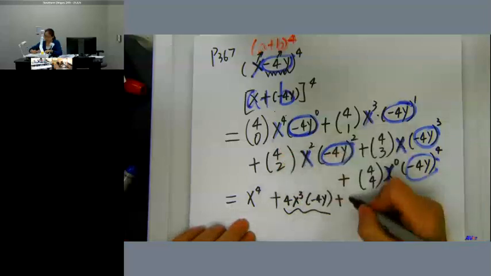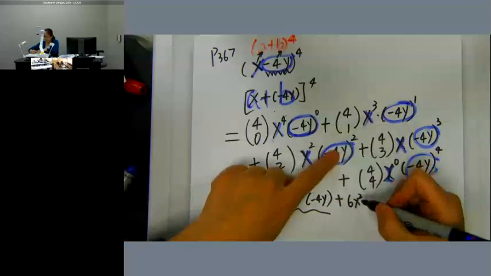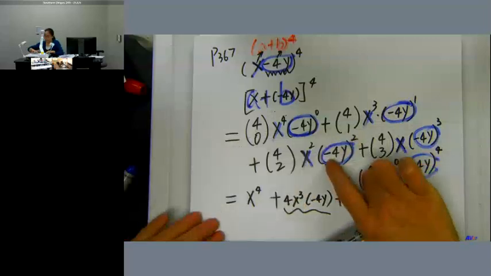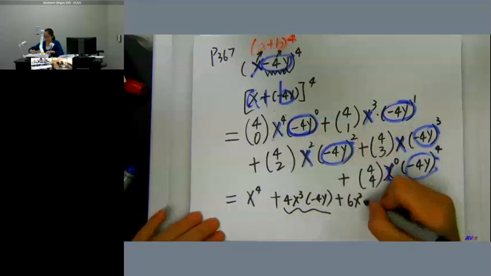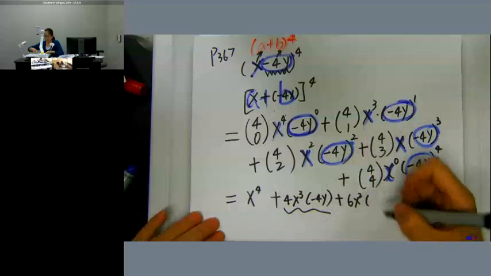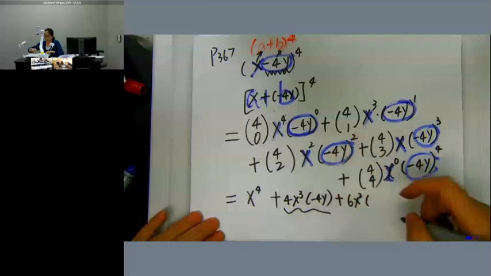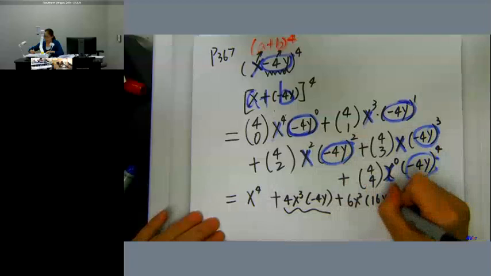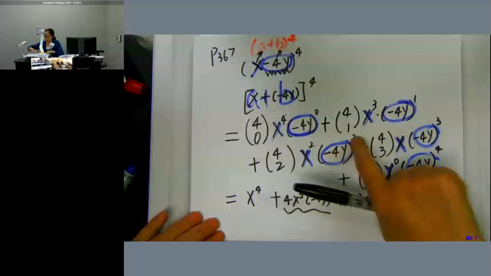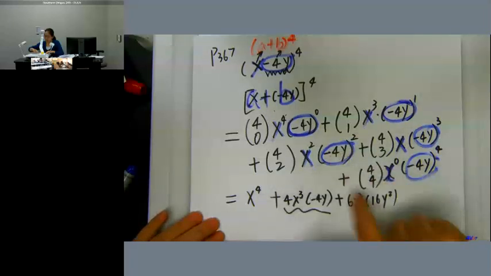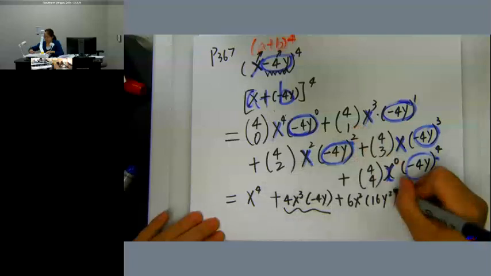4 choose 2 is 6. X squared, negative 4y squared. Okay, what do we get? Negative 4y squared, 2 copies of negative 4y. 16y squared. So you do negative 4 squared, which is 16, positive 16. Y squared is y squared.